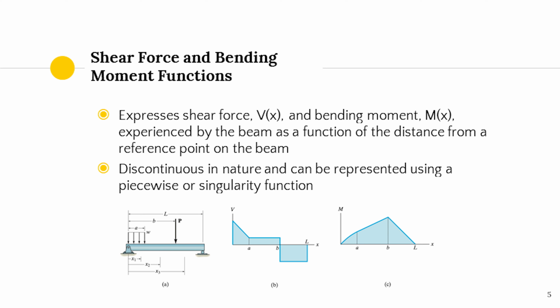Since shear force and bending moment vary with changes in loading, shear force and bending moment functions, Vx and Mx, are used to express the internal forces over the length of the beam. Discontinuities in these functions are typically found at points where there is a change in loading, hence Vx and Mx are typically represented in a piecewise manner or by using singularities.